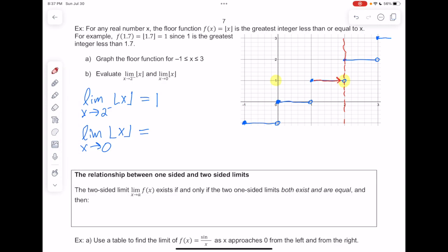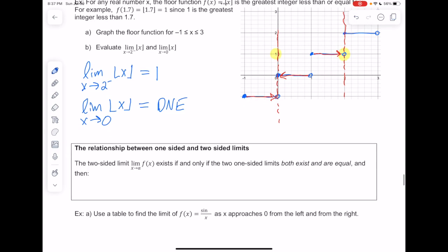If we're coming from the left, now we're approaching 0 for our x value. So if we come from the left, it looks like the height we're approaching is negative 1, but if we come from the right, it looks like the height is 0. Since the heights from the left and the right do not agree, the overall limit does not exist.